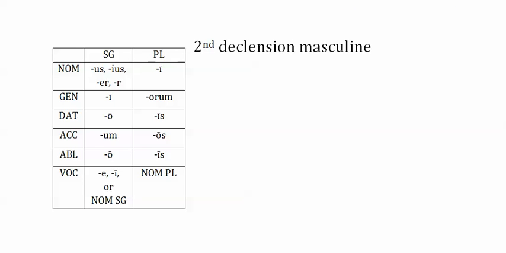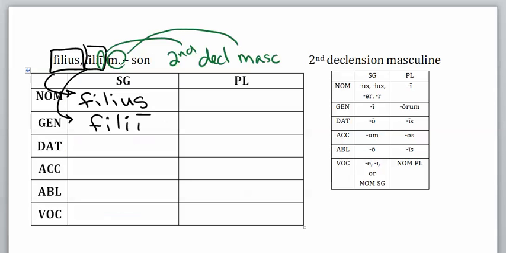Let's take a look at that chart. Here we have the second declension masculine chart. Remember, this is kind of a tricky one because in the nominative we've got 4 different options, and that means in the vocative we also have a couple different options as well. So let's see how we can apply this to filius. Okay, so I figured out which chart I need, second declension masculine. Here it is over on the right. And let's get rid of some of these extra endings that we don't need.